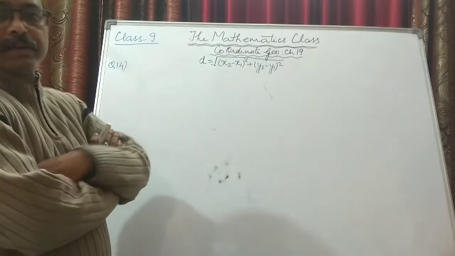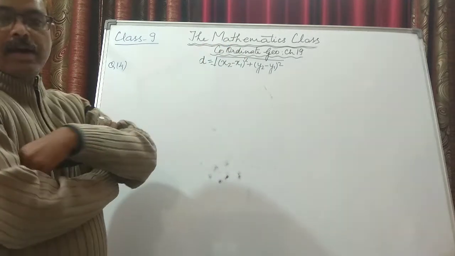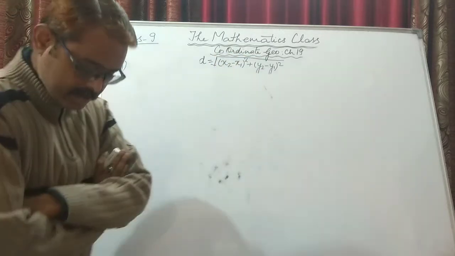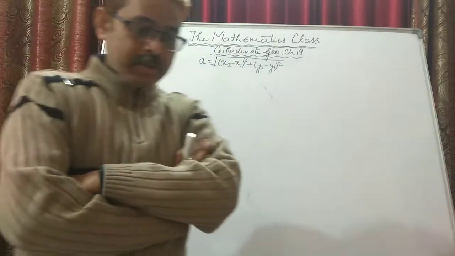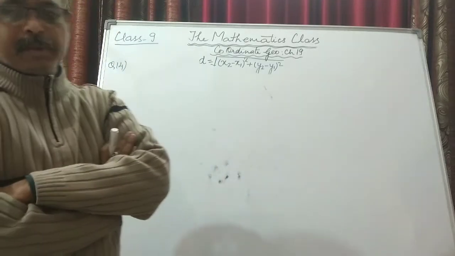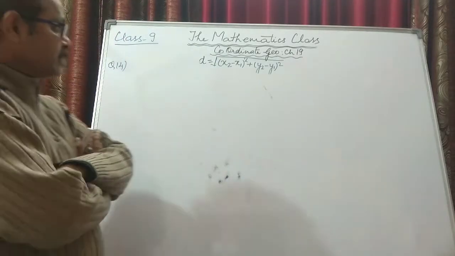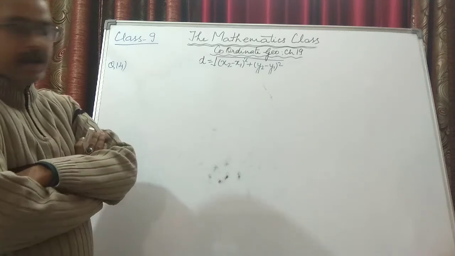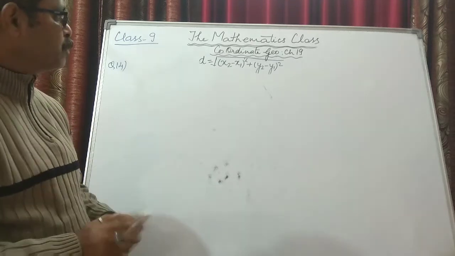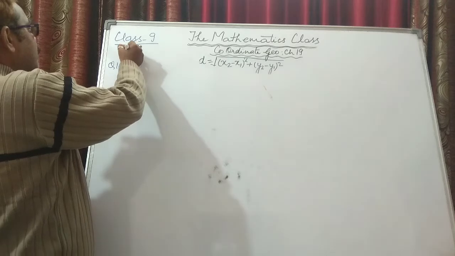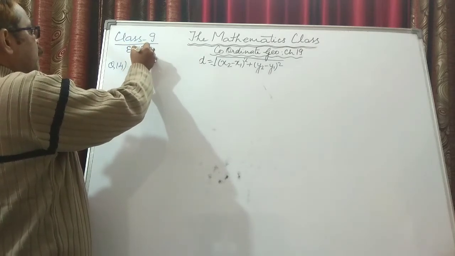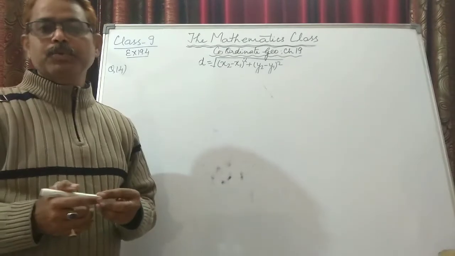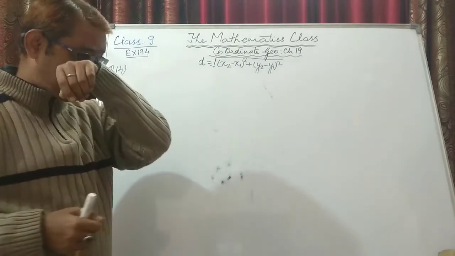Mathematics class. This class is for class 9 and the chapter that we are discussing is coordinate geometry, that is chapter number 19, and we are following the book Understanding ICSE Mathematics by M.L. Agarwal. This class is in continuation to the previous class of chapter coordinate geometry, and we were doing exercise 19.4. We have done up to question number 13.